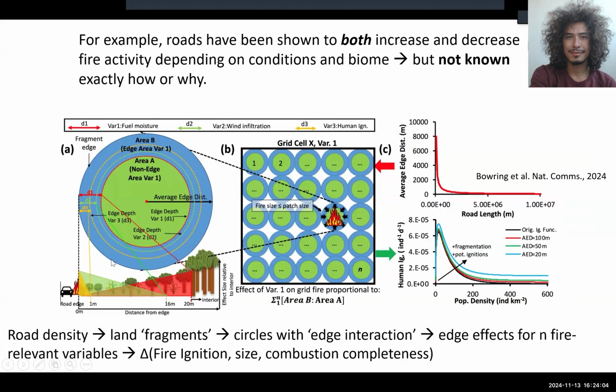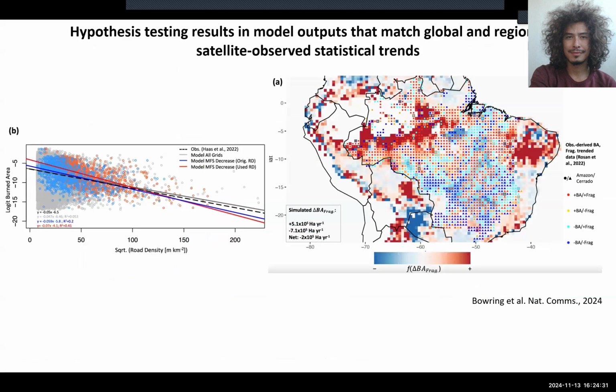And within each of these little circles, you have different probabilities associated with ignition and spread and fire size that can either retard the fire spread. So the size of the circle here will also limit the fire size inside this grid cell. But it will also change the probability of an ignition occurring. And, just with some simple hypothesis testing and running this model, we're able to reproduce global statistical trends of roads with burned area, and also the trends of fragmentation with burned area in, for example, the Amazon here. So this is just whether or not roads increase or decrease fire. Decrease of fire due to fragmentation is blue, and increase of fire due to fragmentation is red. And then we can say something also about how vulnerable different biomes and different parts of the world are to fires that are generated because of roads and the breakup of land due to human activity.